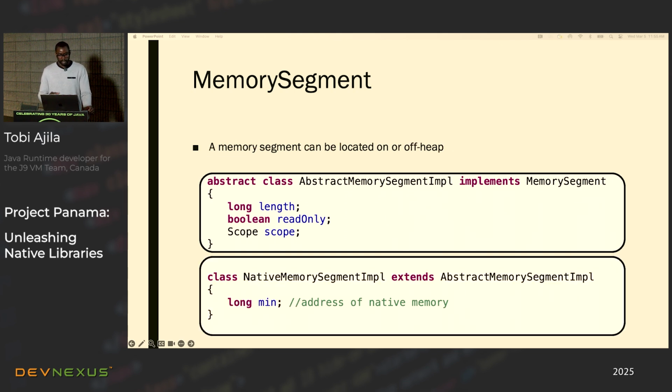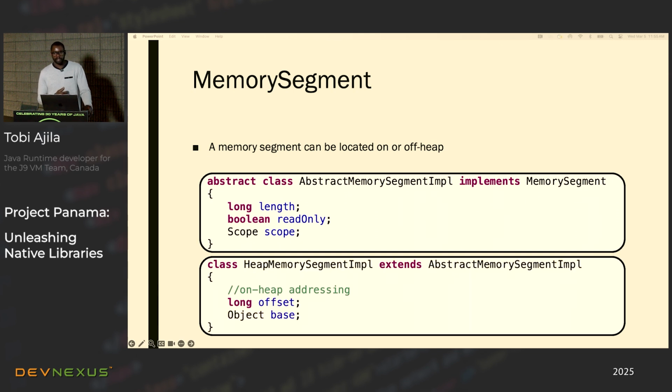Now, there's multiple types of memory segments. A memory segment can point to memory on heap or off heap. So if we're pointing to off heap memory, in this case, we're dealing with a native memory segment. And it's going to have a field in addition that is essentially a pointer. So it points to the address of the native memory.